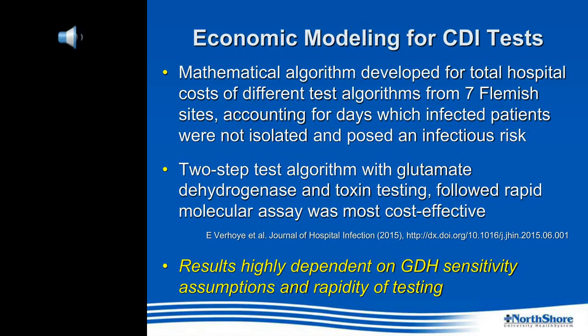This is another paper that was just published earlier this year, suggesting the 2-step algorithm was superior, but they used a glutamate dehydrogenase sensitivity of about 94%, which meant you don't miss many patients. So if you use a sensitivity in the 80s, that will change these results. So again, in reading these articles, it's very important to know what numbers go into the models that are being developed.